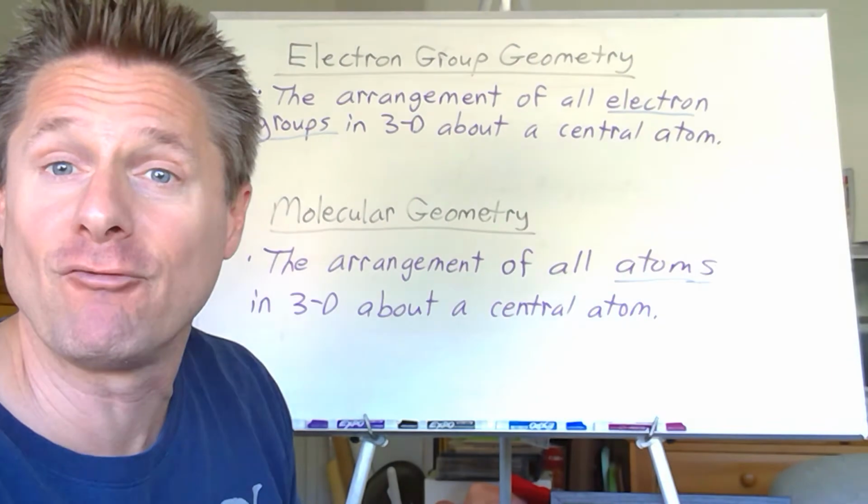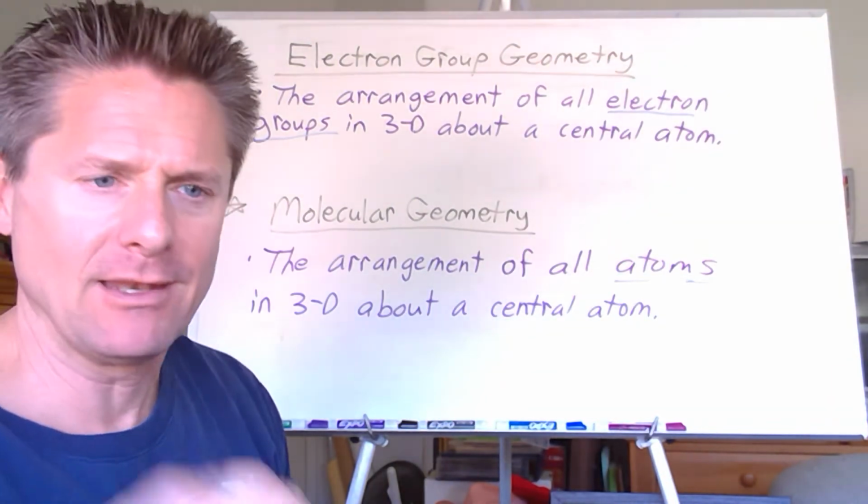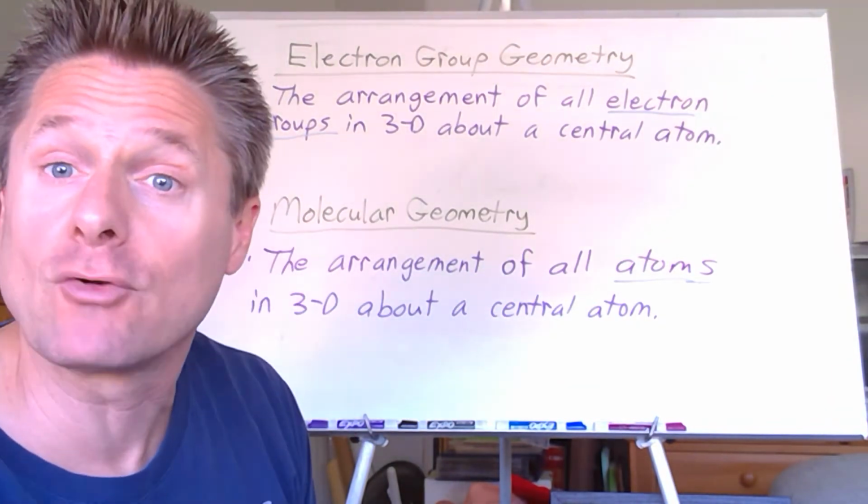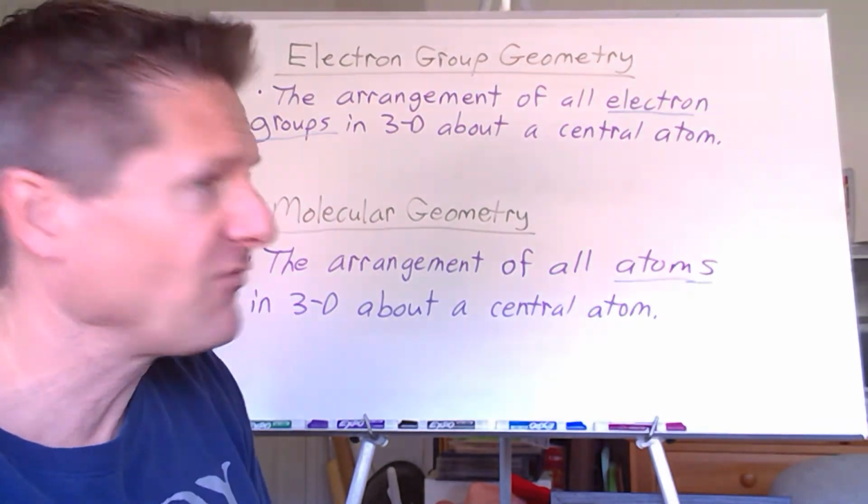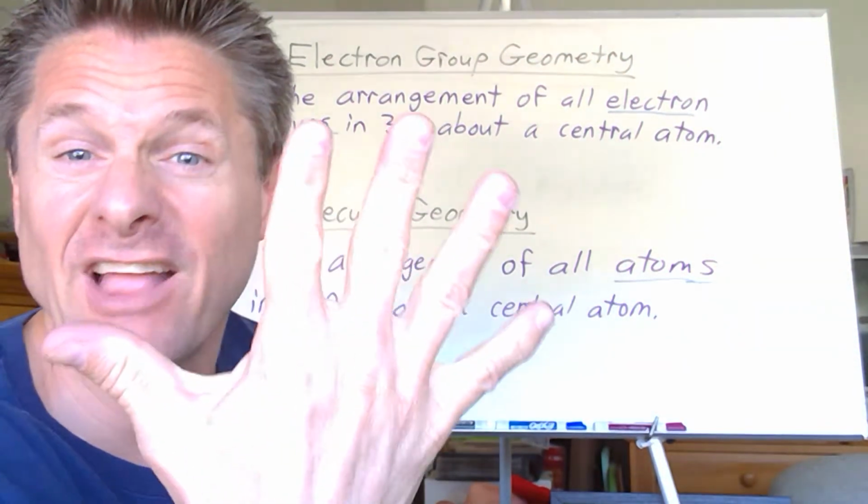And we only have a handful of types, 5, I think. You can have 2, 3, 4, 5, or 6 electron groups. So only 5 possibilities: 2, 3, 4, 5, 6.